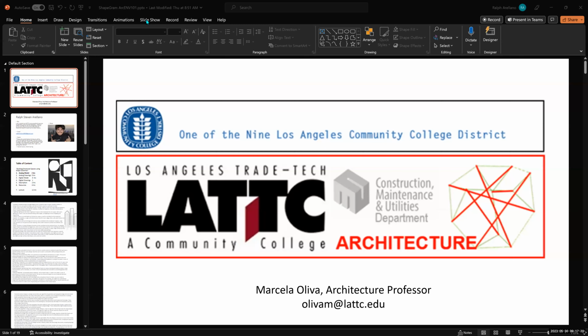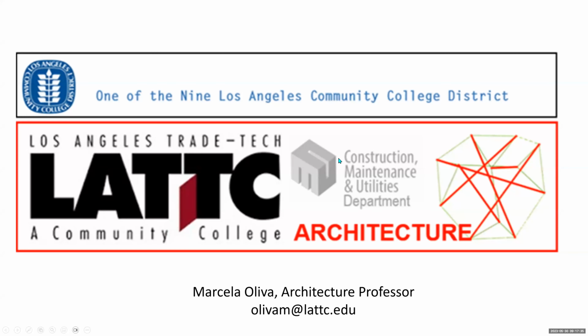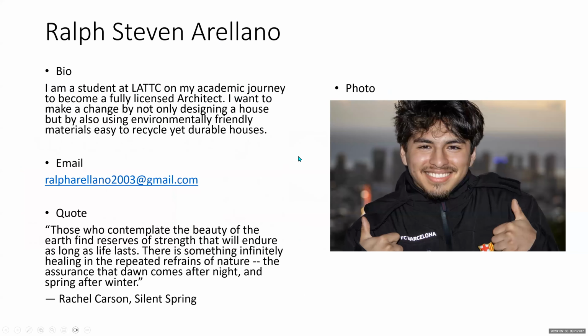First, let me slideshow. All right. So this is my presentation. My name is Ralph Steven Ariano. That's a photo of me. That's my email.